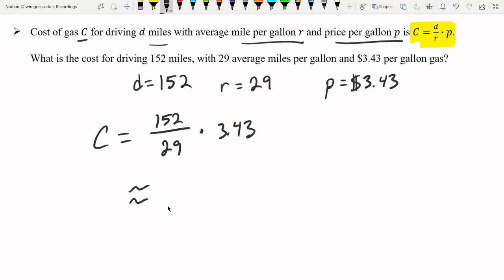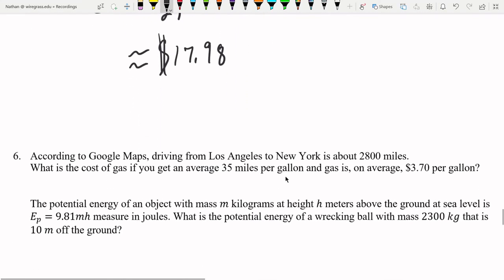And because this is a cost, we're going to round this to 2 decimal places because our number system is 2 decimal places. And I get approximately $17.98. So that's how we can use that formula. Give it a try in number 6.